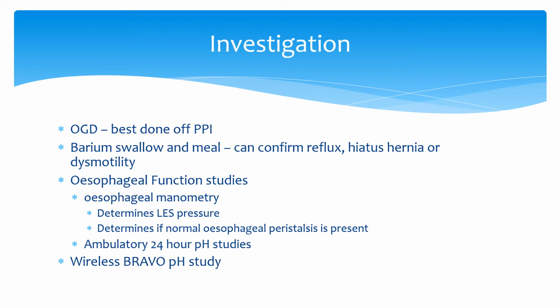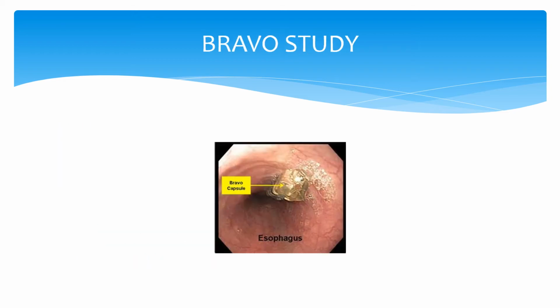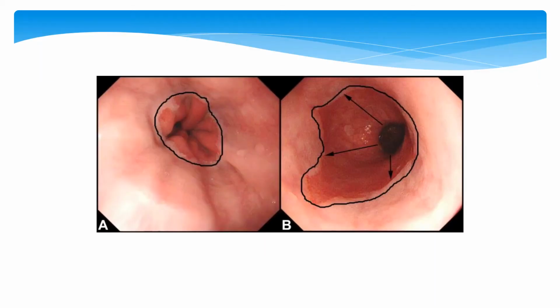If this test cannot be tolerated, another option is to consider a wireless Bravo study. This is a picture of someone having a Bravo capsule attached to the lower esophagus, and this measures over the course of a few days the acid exposure in the lower esophagus. Now, have a look at these slides. Slide A is the normal anatomy of the lower esophagus.